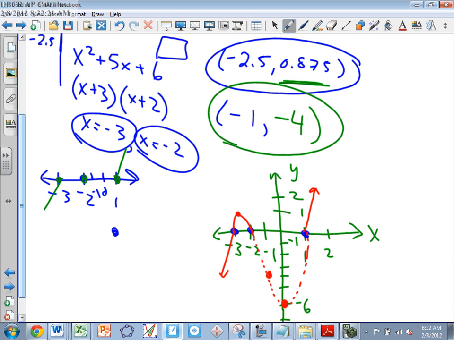Now, the hard part is this, guys. This loop actually goes down a little bit beyond -6. But without using calculus, there's no way to determine that value. It's actually impossible. Okay? You have to use something called the derivative.